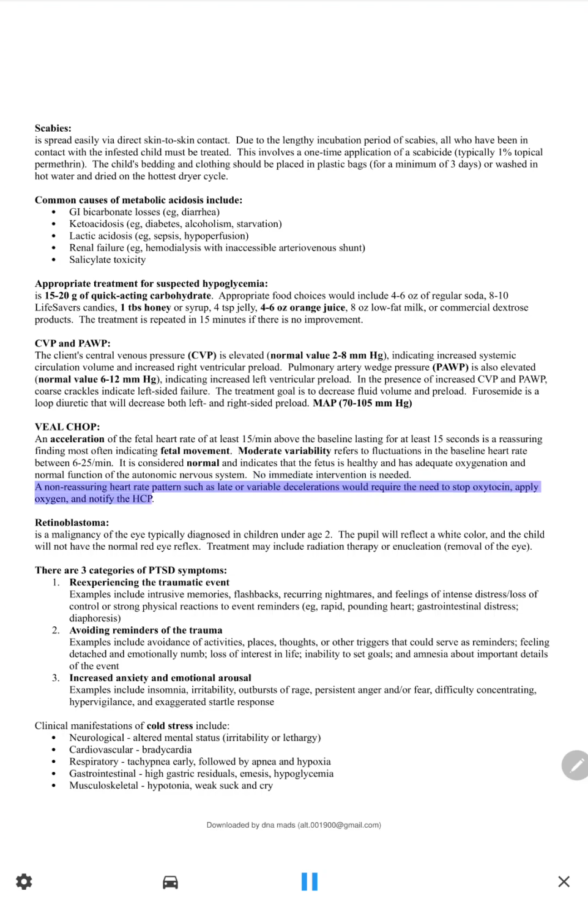A non-reassuring heart rate pattern such as late or variable decelerations would require the need to stop oxytocin, apply oxygen, and notify the HCP.